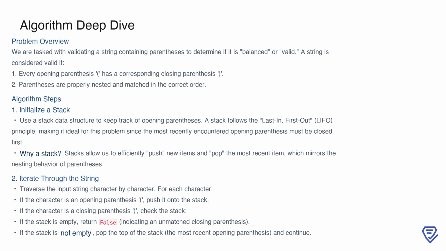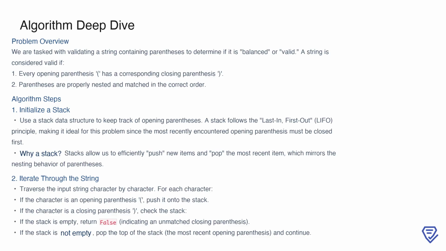To solve the problem of validating a string of parentheses, we need to ensure that every opening parenthesis has a corresponding closing parenthesis and that they are properly nested. To achieve this, we use a stack, which is a data structure that operates on a last-in, first-out principle. This means that the most recently added item is the first to be removed, which mirrors the behavior of nested parentheses. The first step is to initialize an empty stack to keep track of opening parentheses.